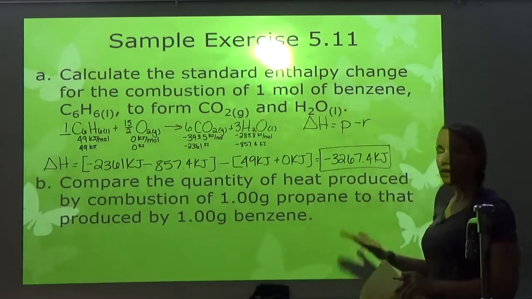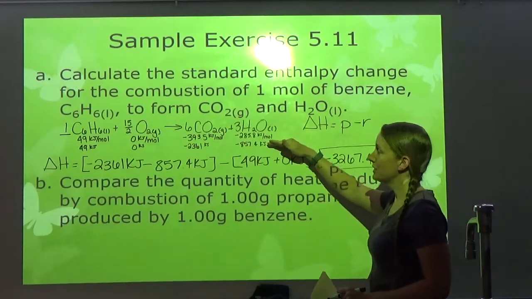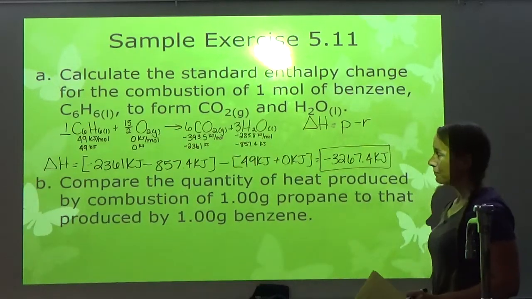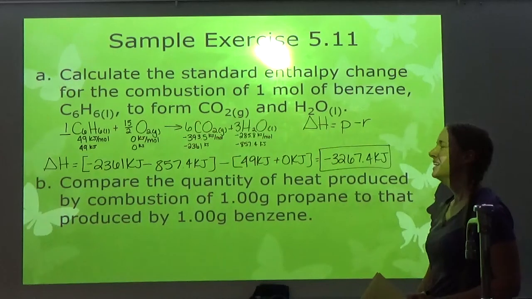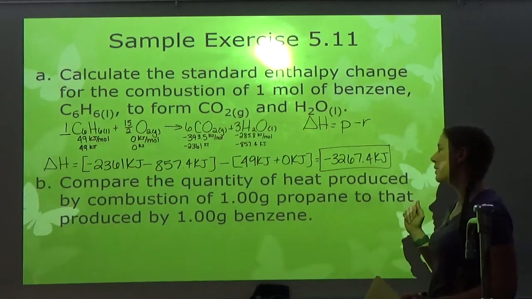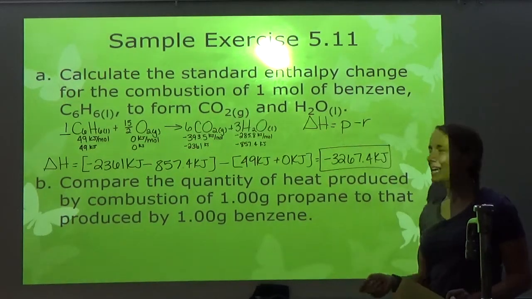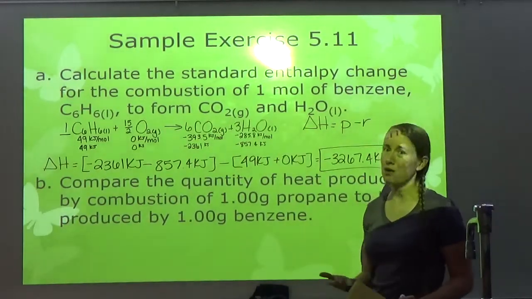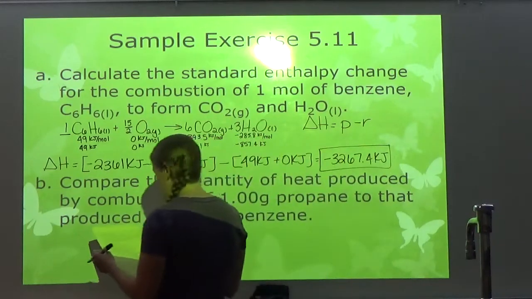Okay, so again, all I did was find my numbers off the chart, multiplied them all by the coefficients, did products minus reactants. That was it. Okay, so this is where it gets super long, if you didn't already think this was long. So it says, compare the quantity of heat produced by the combustion of 1 gram of propane to that produced by 1 gram of benzene. So that means I need to do this process for propane now, because they didn't give me the delta H for propane. That would be convenient if they did, but they did not.